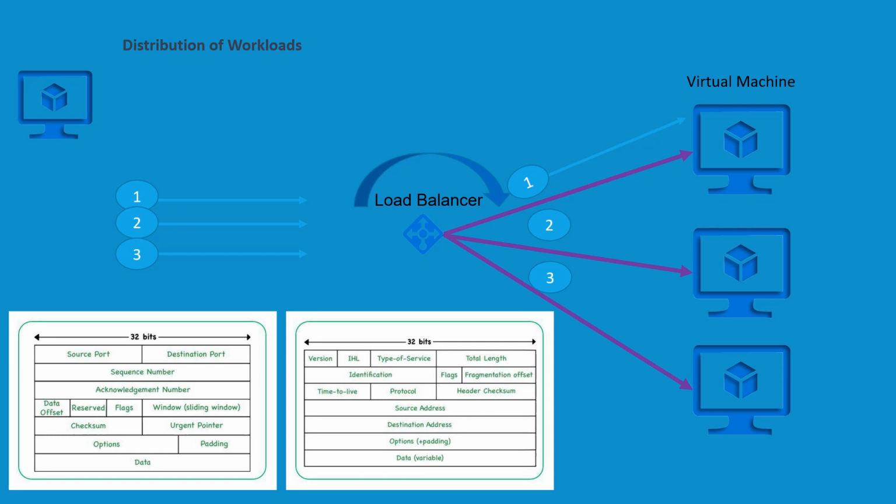Distribution of workload. As I mentioned earlier, the load balancers evenly distribute incoming network traffic among the group of backend servers, which we call a pool. This is to ensure no single server becomes overloaded and the workload is efficiently shared. So let's try to understand why I need a load balancer first of all. I might have a server.